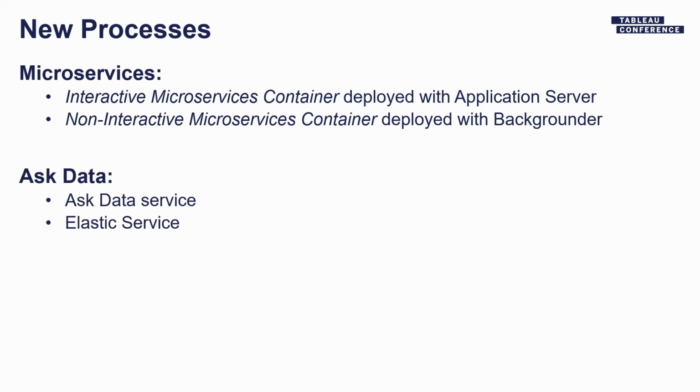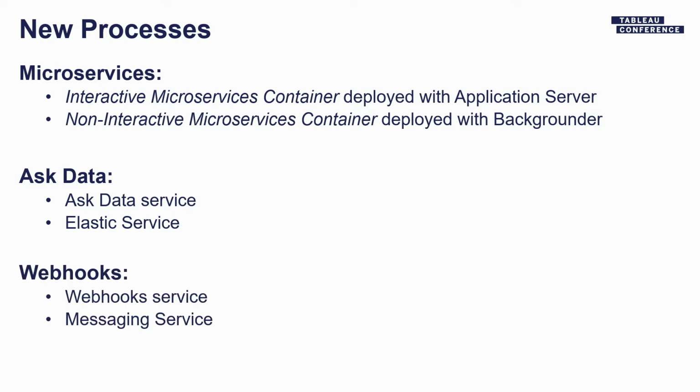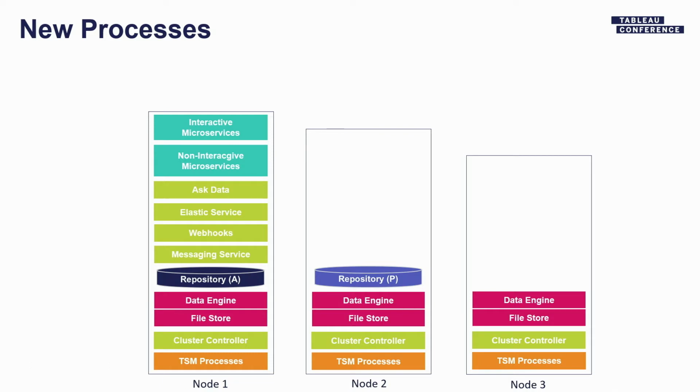Ask Data is a new service. This provides our NLP service and natural language processing. And it involves a new Ask Data service, as well as an Elastic service, which provides search capabilities. And the webhooks feature includes a webhook service and a messaging service. So let's take a look at how these would be made highly available in your cluster.